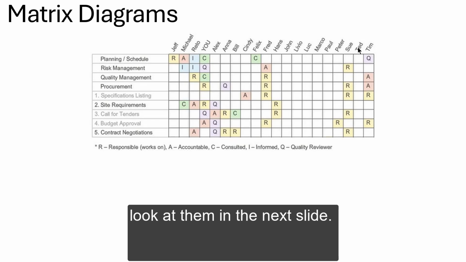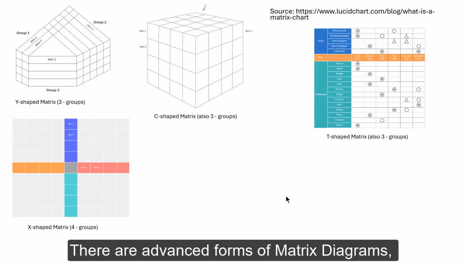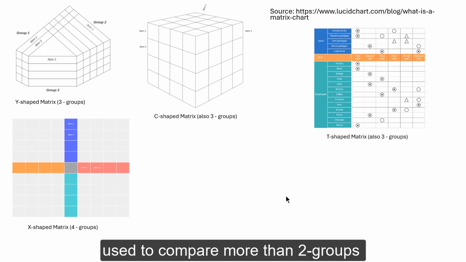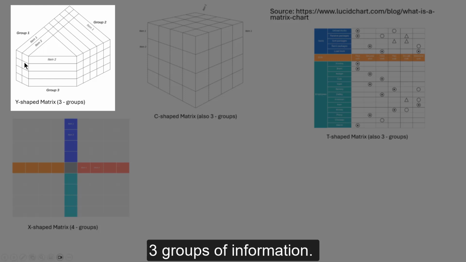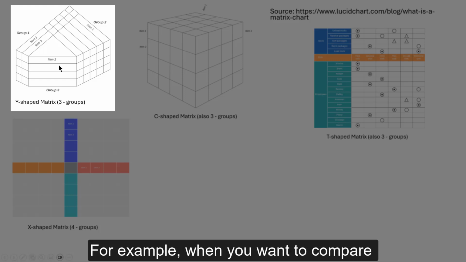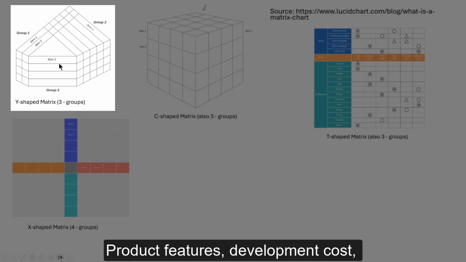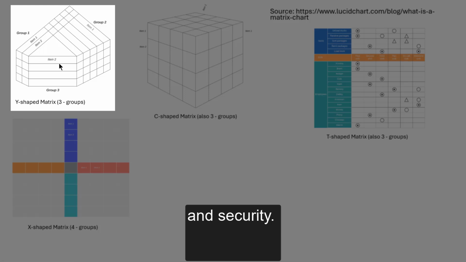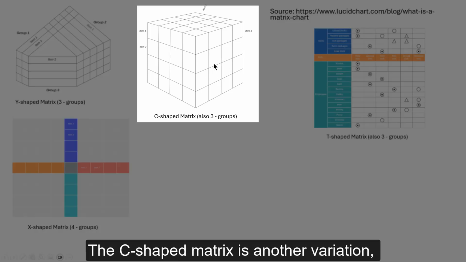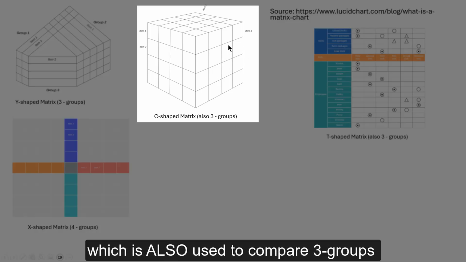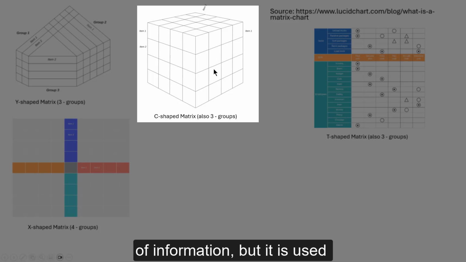There are advanced forms of matrix diagrams used to compare more than two groups of information. The Y-shaped matrix is used to compare three groups of information. For example, when you want to compare product features against development cost and against security. The C-shaped matrix is another variation which is also used to compare three groups of information, but it is used when you have a larger data set.